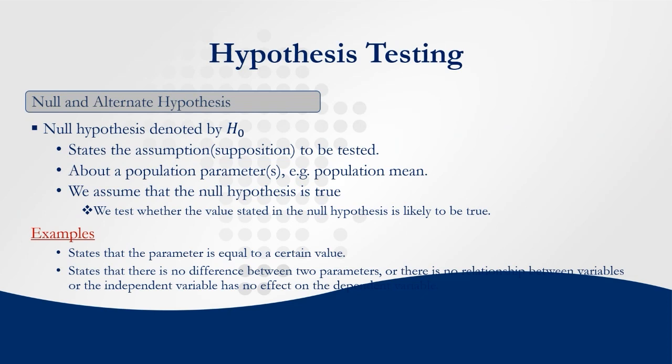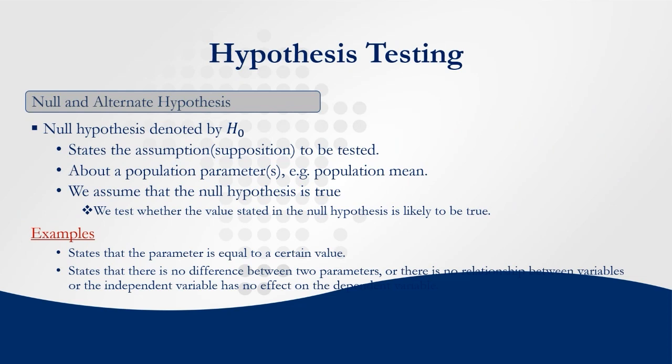So whatever the null hypothesis is, we assume that it is true. So if you hypothesize that the average IQ of grade 12 learners is 100, we assume it is true. That's where we start from, and we will now use our data as evidence to either reject it, or we say we don't have enough evidence to reject it.